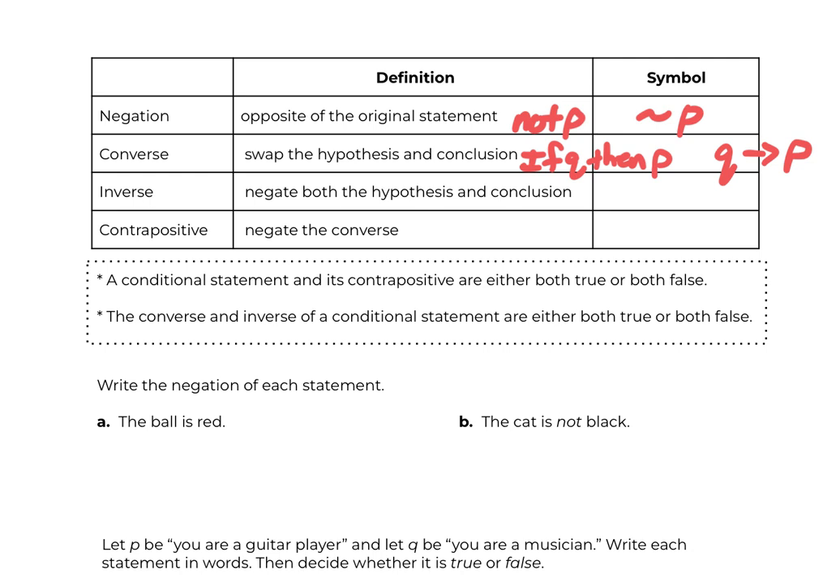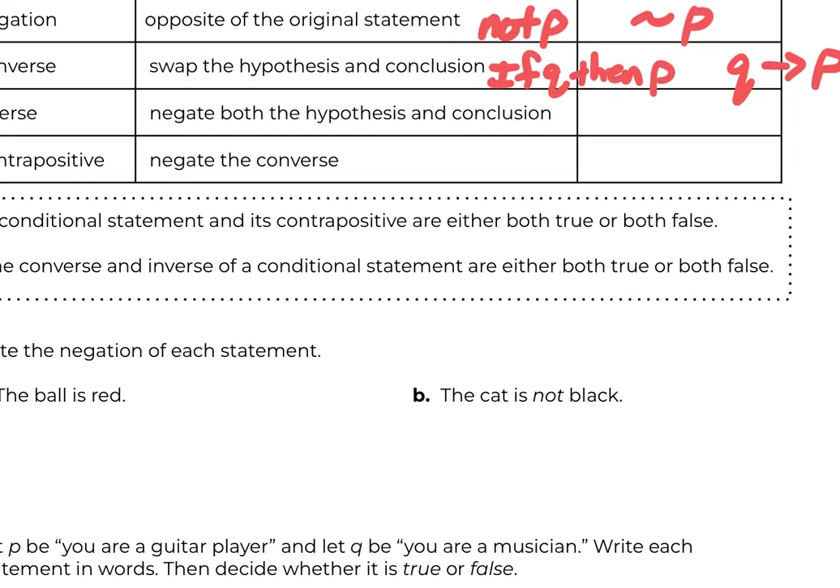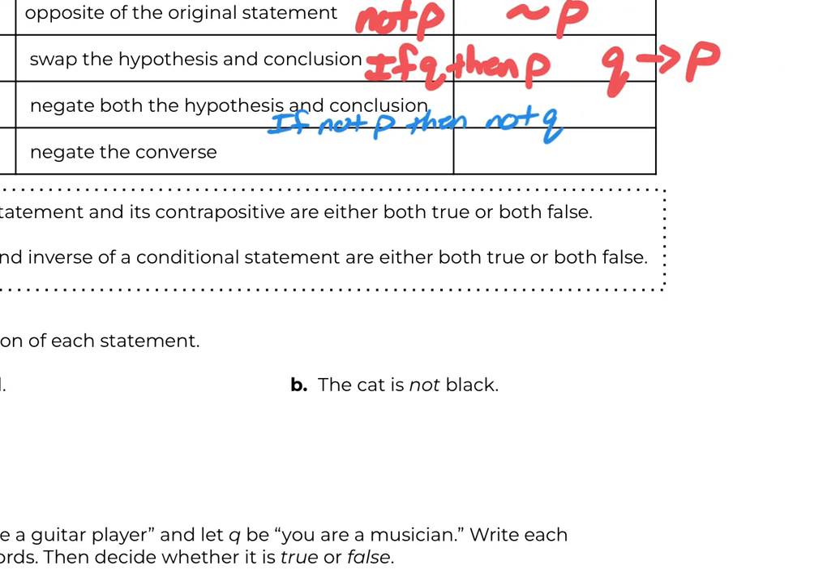Okay, the inverse, we're going to negate the hypothesis and conclusion. So we're going to go back to the original conditional statement, and we're going to negate both of them. That means we're going to insert the word not, or take the word not out if it's already in there. So this one is going to look like this. If not P, then not Q. My symbol for this one would be not P implies not Q.